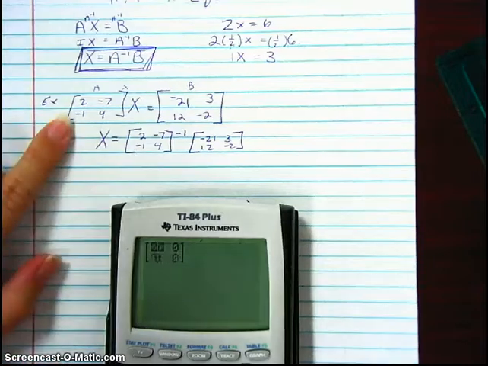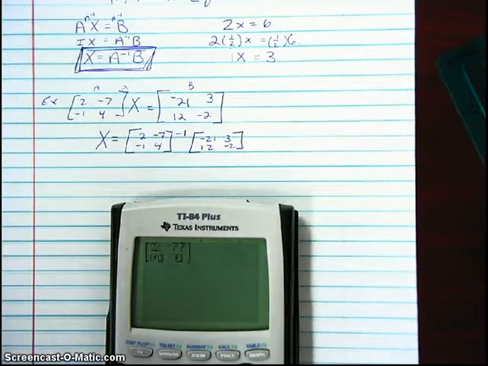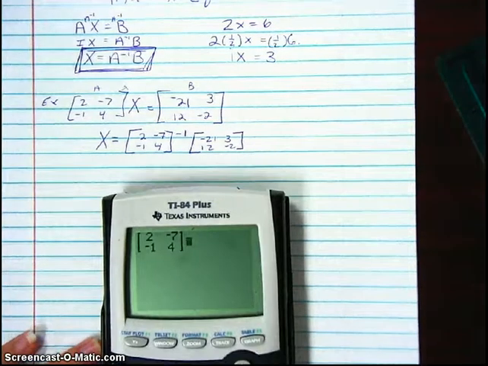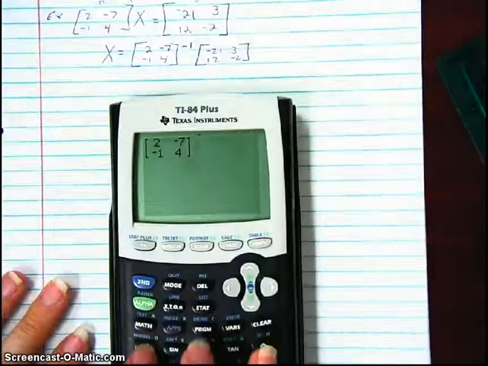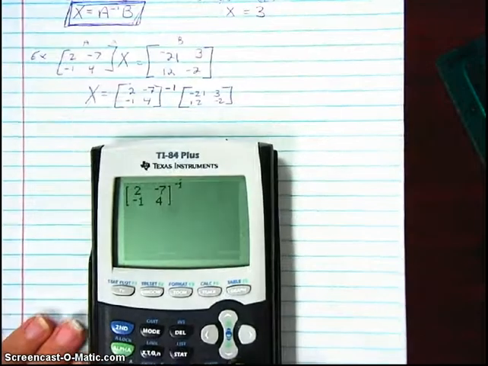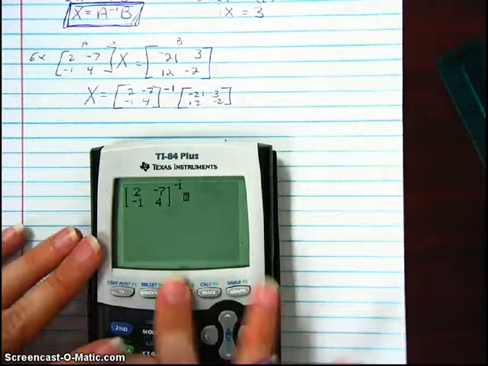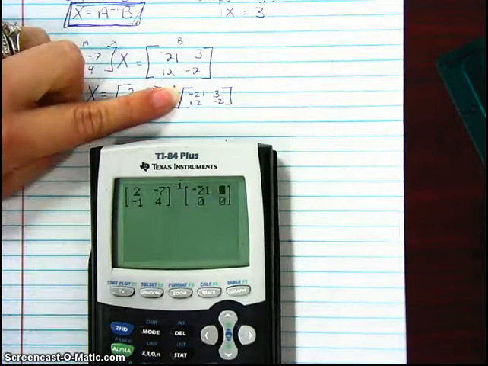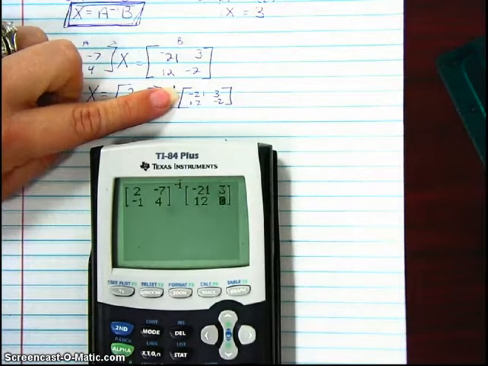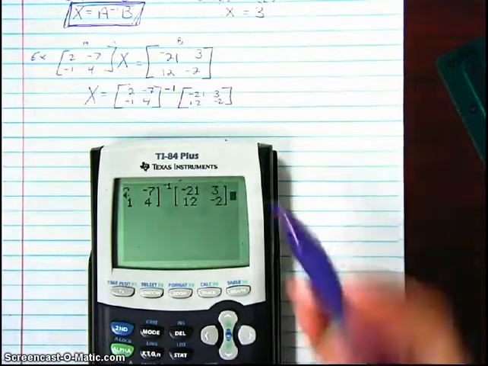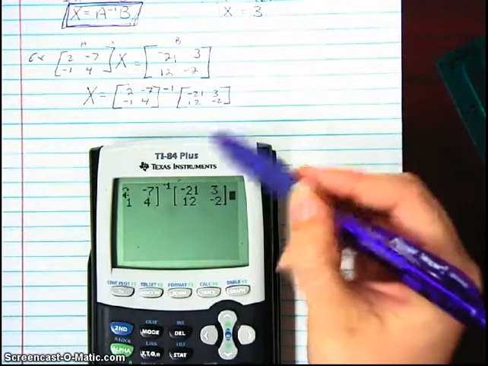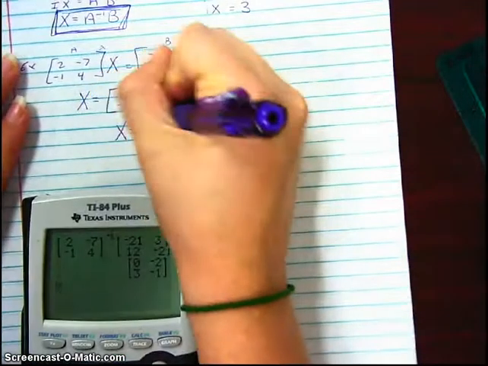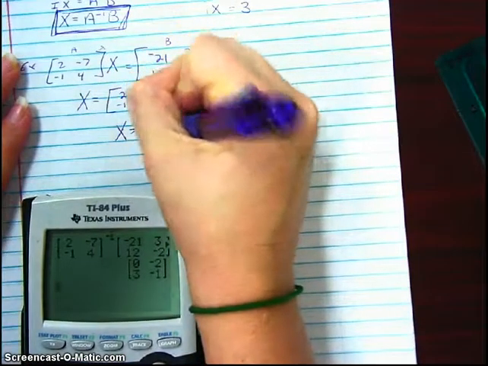So we'll type in 2, -7, -1, 4. Make sure we go outside the matrix. Hit our inverse button, which is this X to the -1 right here below math. Then we're going to type in matrix B, so alpha zoom, down to OK. Now we're going to type in -21, 3, 12, -2. So we have our second matrix. Now our screen looks exactly like our paper: A inverse times B. Hit enter, and that will give me that matrix X is equal to 0, -2, 3, -1.